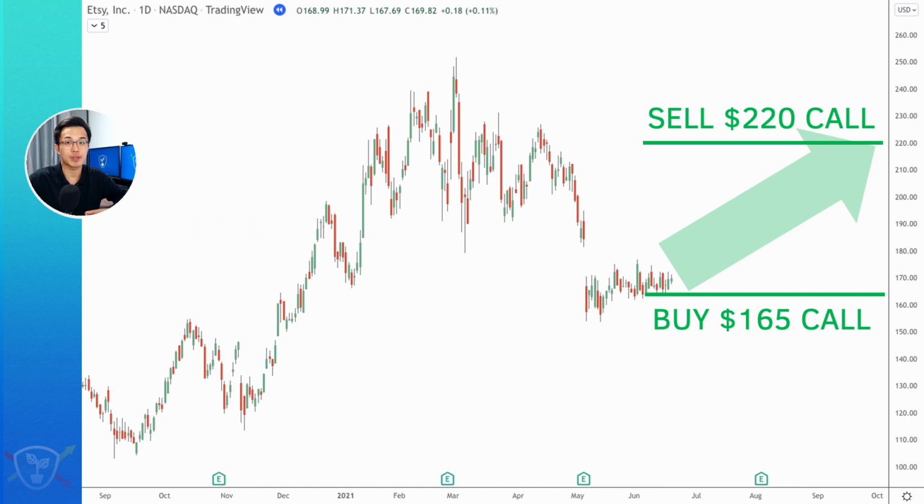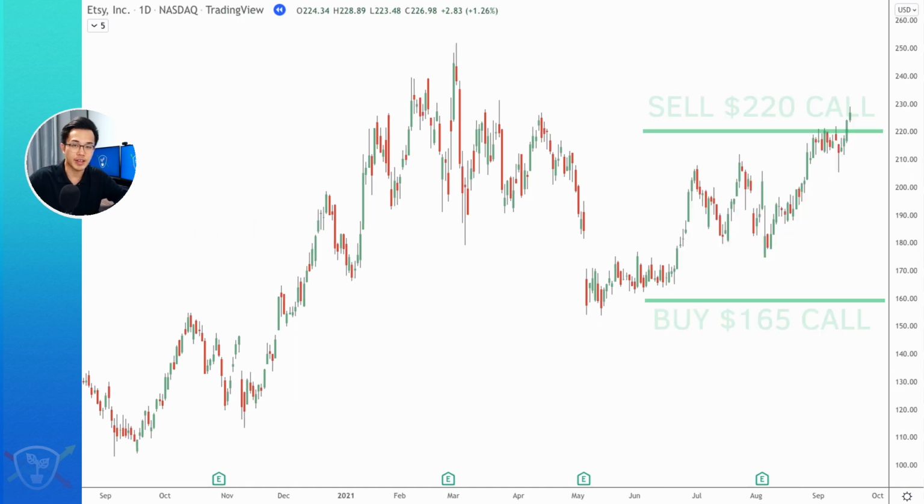Let's see what happens to this trade. In this case, I was correct. By the expiration date in September 2021, the share price has increased above $220. Therefore, I made the maximum gain of $3,850. In this scenario, the stock price moved by 30%. But by utilizing a bull call spread, I was able to make a 230% return.